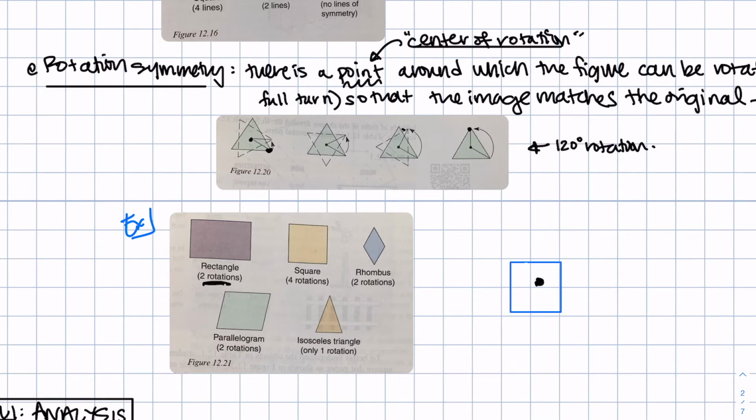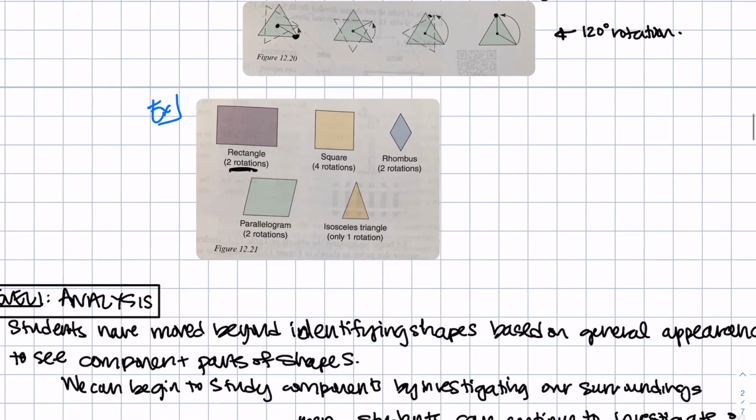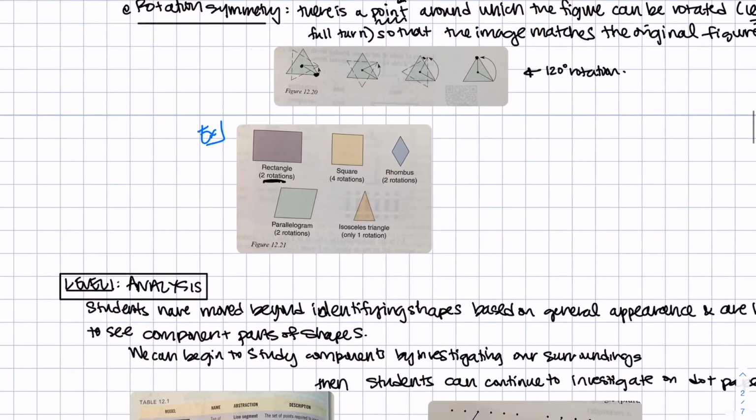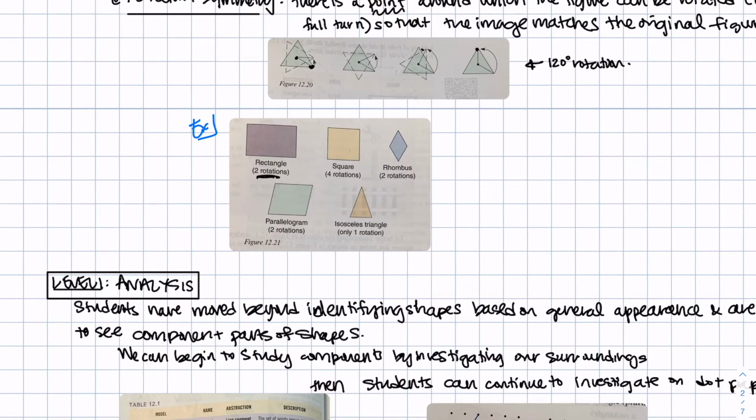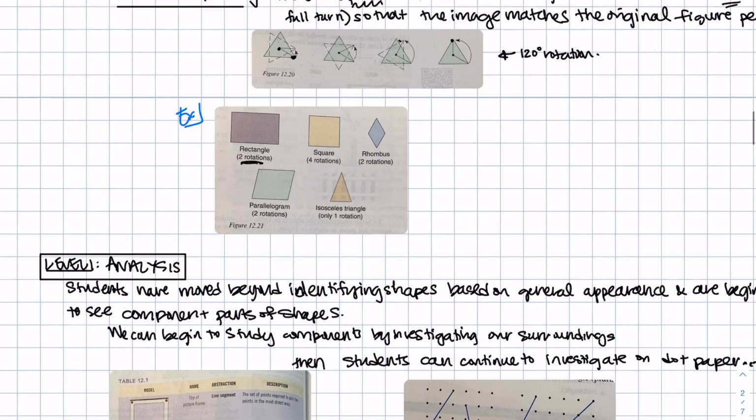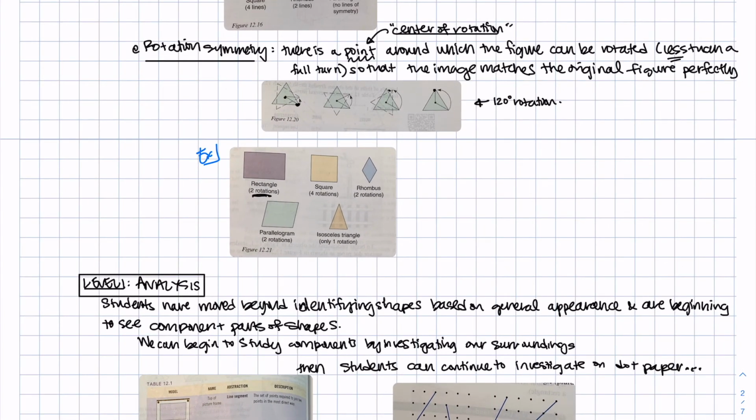Okay. So those are my 2 different types of symmetries. So at level 1, analyzing figures using their components, symmetry is going to be one of these things that I'm going to want to pay attention to. Students have now, at this level, moved beyond identifying shapes based on general appearance and are beginning to see components and parts of shapes.